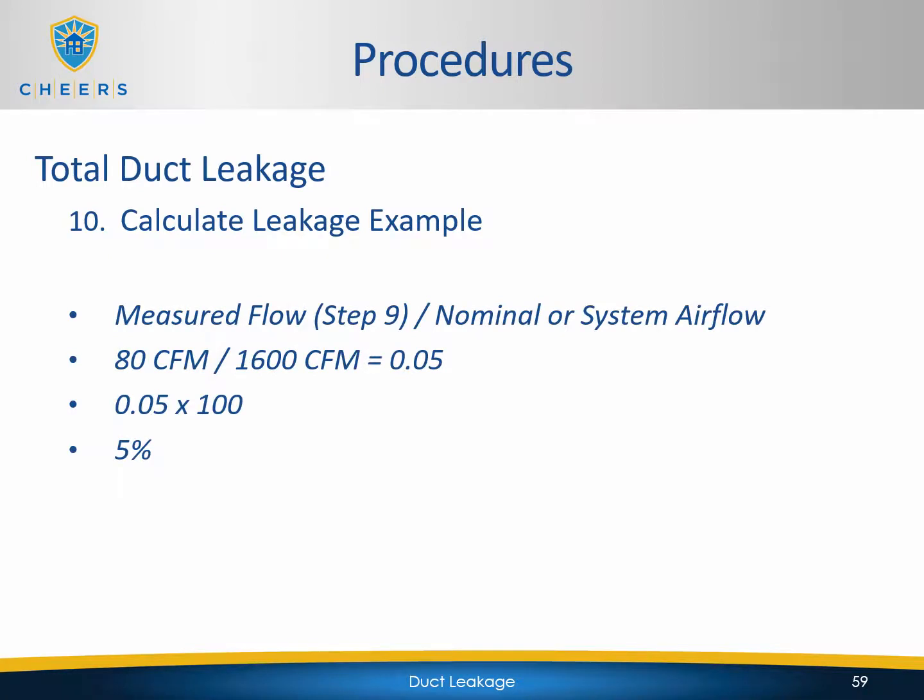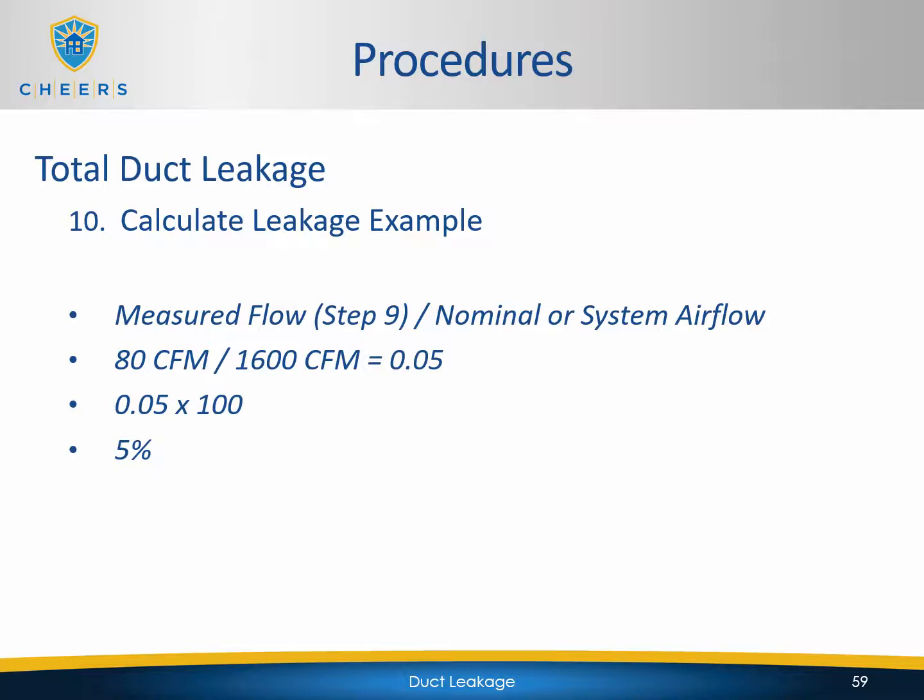So now to calculate that leakage percentage, we're going to take the measured flow, which was the CFM value that we took off of the manometer during the duct test itself, and we're going to divide that by the nominal or system airflow, depending on which method you use to calculate your airflow, which was either heating, cooling, or measured. So we're going to say that we had a measurement off of the manometer of 80 CFM, so the duct system is leaking 80 CFM of air through it. We're going to divide that by 1600 CFM, which we got from using the cooling method. The 400 CFM times 4 tons was 1600 CFM.